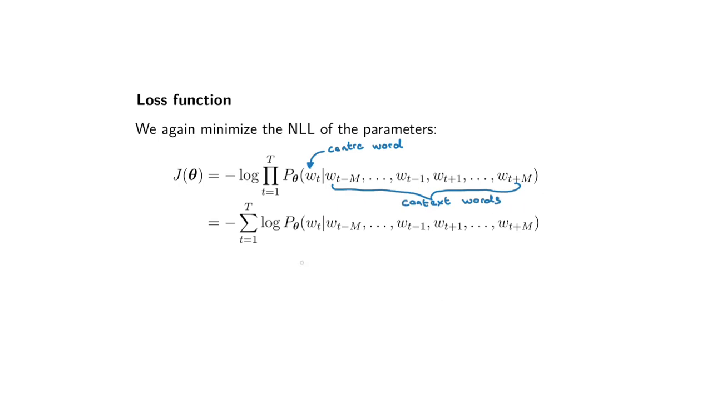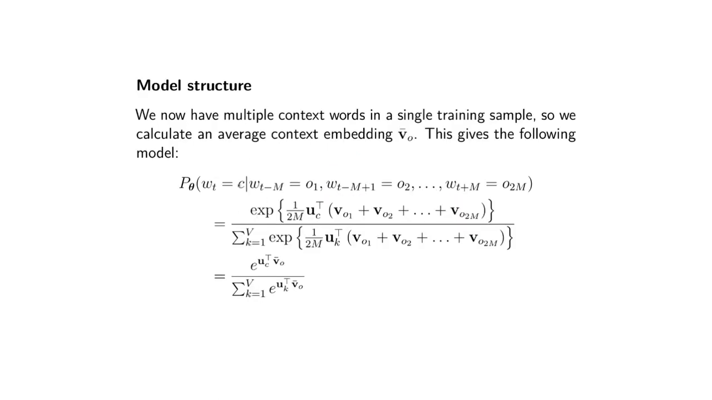So to train this model, we need to define a structure. How are we going to output this probability for a center word given a whole bunch of context words? For the model structure in CBOW, we again take the dot product between a center word embedding, which in this case is u_c, and an average context word embedding. We calculate that by adding up all the context word embeddings and dividing by the number of them. My first context word has embedding v_1, my second v_2, up to 2 times capital M, where M is the window length, basically how many words precede or follow the current center word. We average all of these, and denote the average embedding as v_O for our context window.